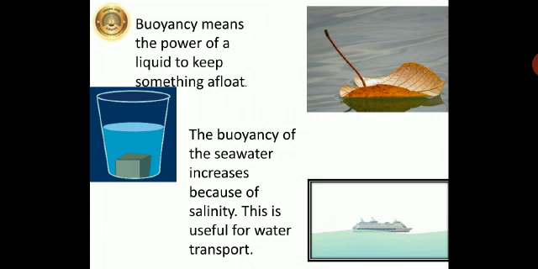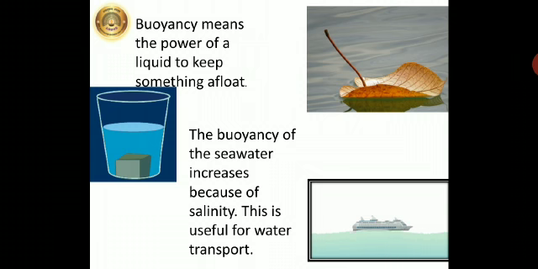Then there is the buoyancy of the seawater. Now what is buoyancy? Buoyancy means the power of a liquid to keep something afloat. We know if anything falls on the water, it floats. Here you can see a leaf floating on the water. Here there is an image showing a wooden block. When it is immersed in water, it goes down and again it comes up. That is, the water puts an upthrust towards the surface and tends to keep things floating.